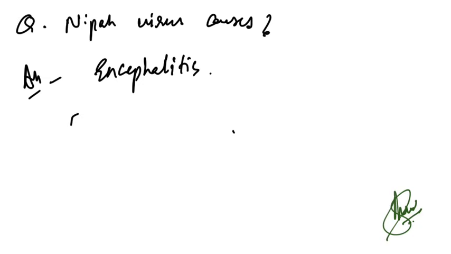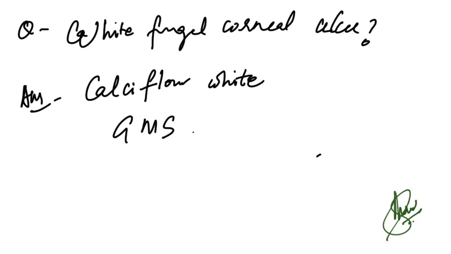Then Nipah virus causes encephalitis. This is also a one-liner easy question. Then white fungal corneal ulcers are present. By which stain will you be able to see them? Gram stain, some of them have marked Gram stain, but calcofluor white is the correct answer. With this stain you can see that.